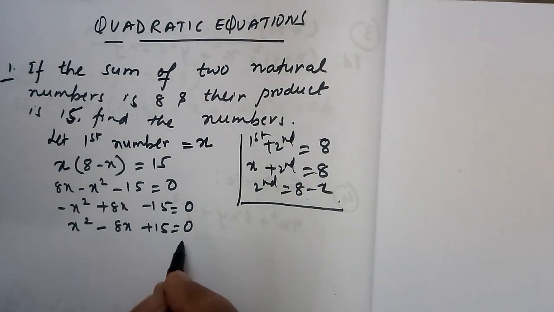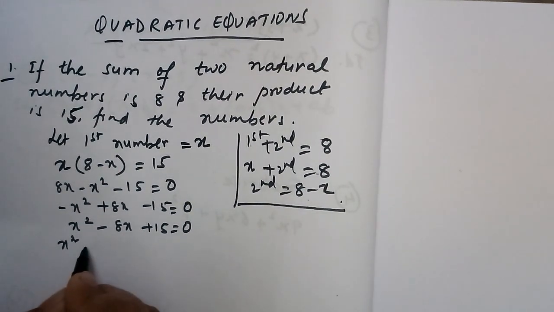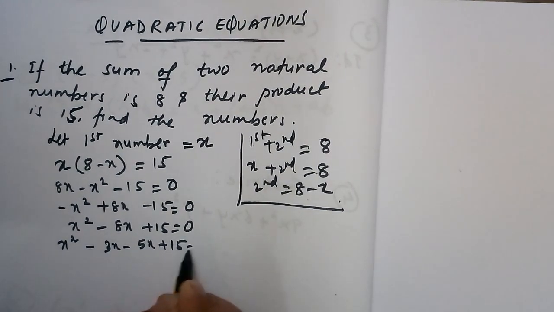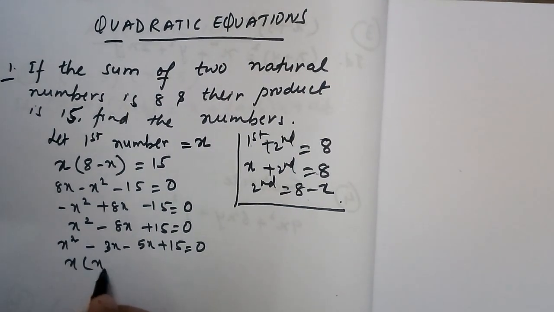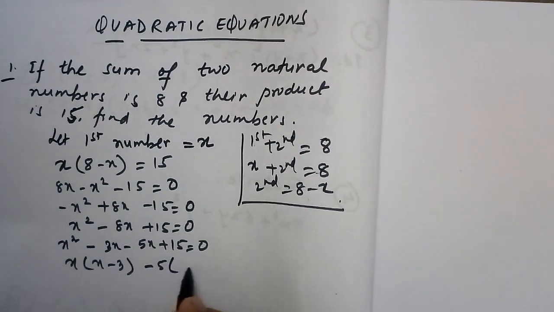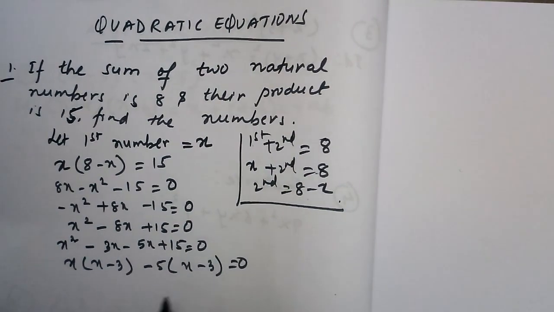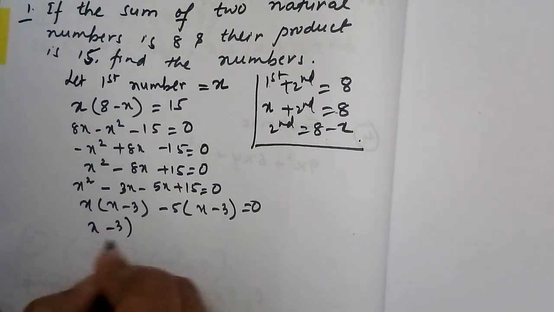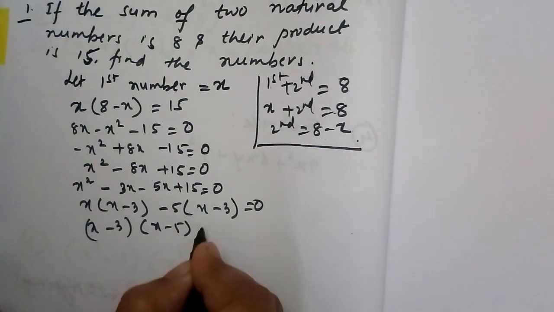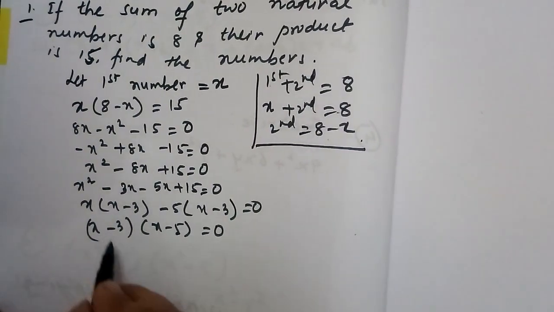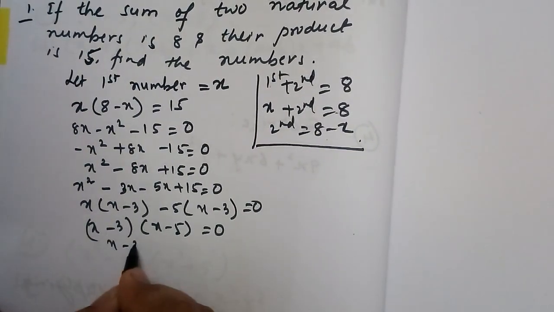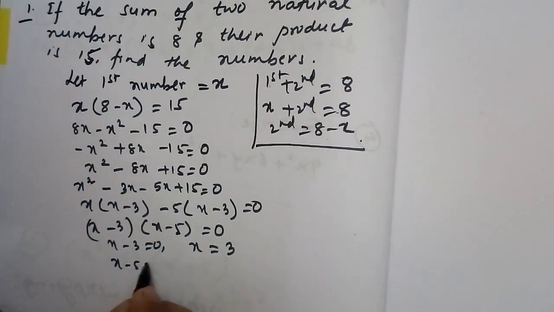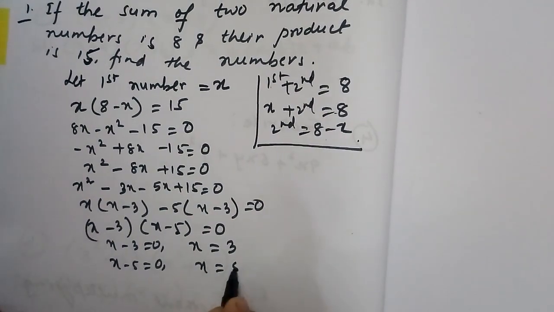Now I solve it by splitting the middle term. So I get x square minus 3x minus 5x plus 15 equal to 0. I get x, x minus 3, minus 5, x minus 3 equal to 0. So now I get x minus 3, x minus 5 equal to 0. Right? Now I take the first bracket. So the first bracket equal to 0 gives me x equal to 3. And the second bracket x minus 5 equal to 0 gives me x equal to 5.